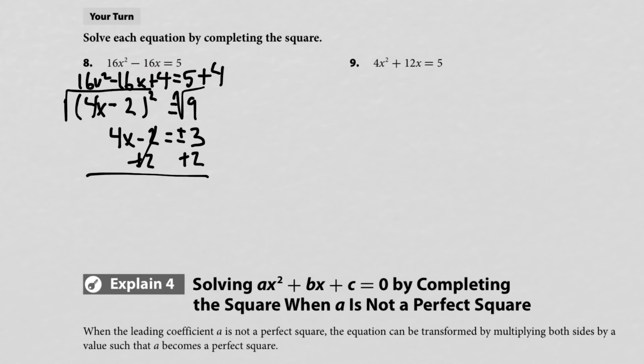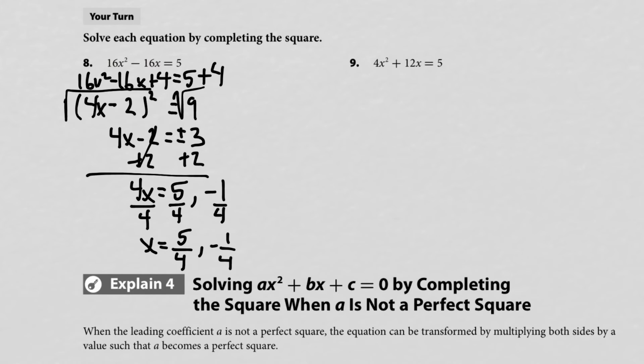When I do that, I get 4x equals, remember there's two pieces here, a positive 3 and a negative 3. Positive 3 plus 2 is 5. And negative 3 plus 2 is negative 1. I'm doing both at the same time, but you can split it up into two pieces if you want to solve it separately. Divide by 4. Divide that one by 4. So your final solutions are 5 over 4, and negative 1 over 4.